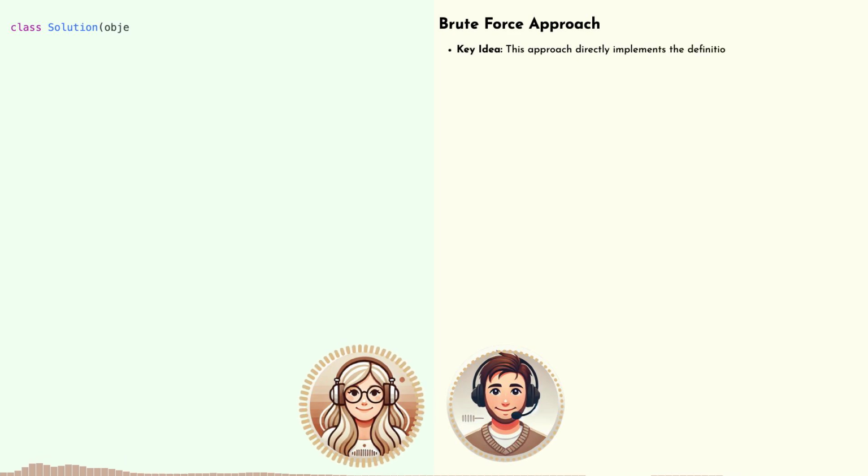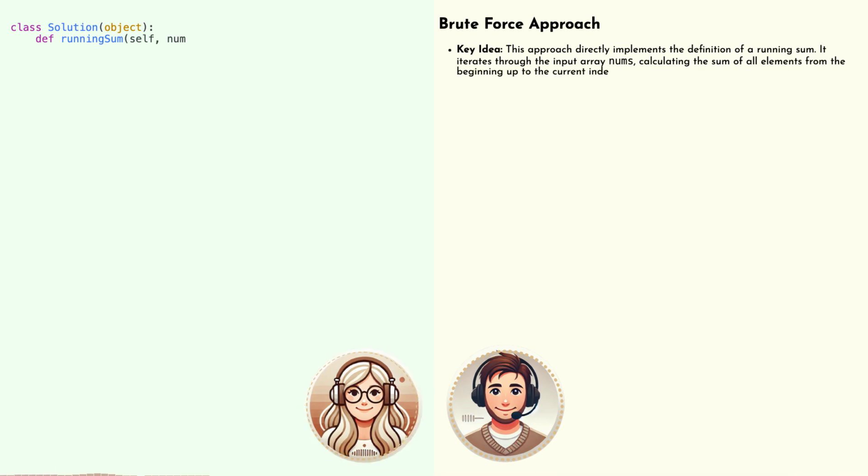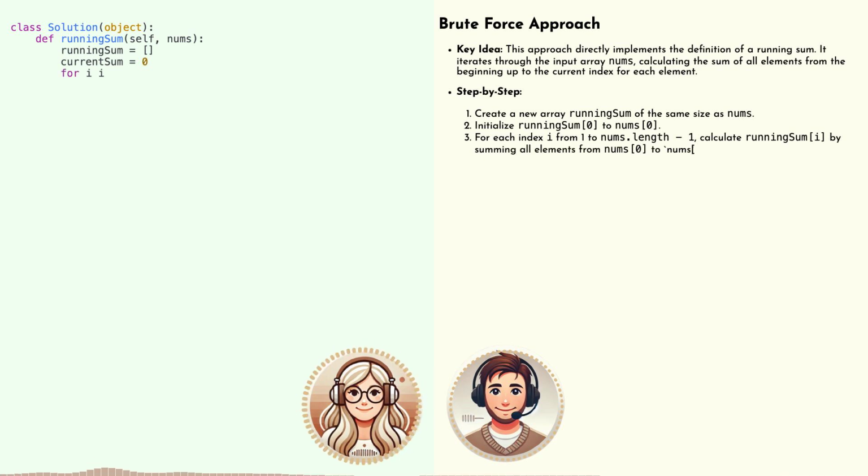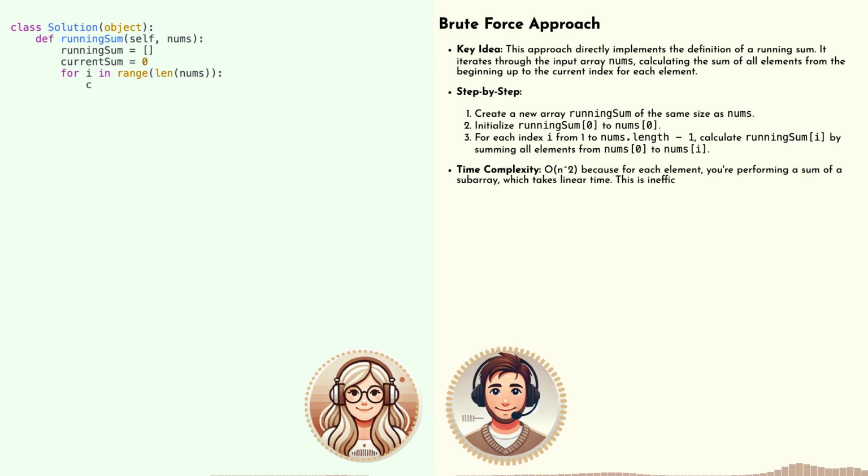Okay, imagine you have an array, just a list of numbers. The running sum at each position is the sum of all the numbers up to that point. So if we had, say, 1, 2, 3, 4. Right, so the running sum at the first position is just 1. Then at the second position, it's 1 plus 2, which is 3. And then 6, and then 10.